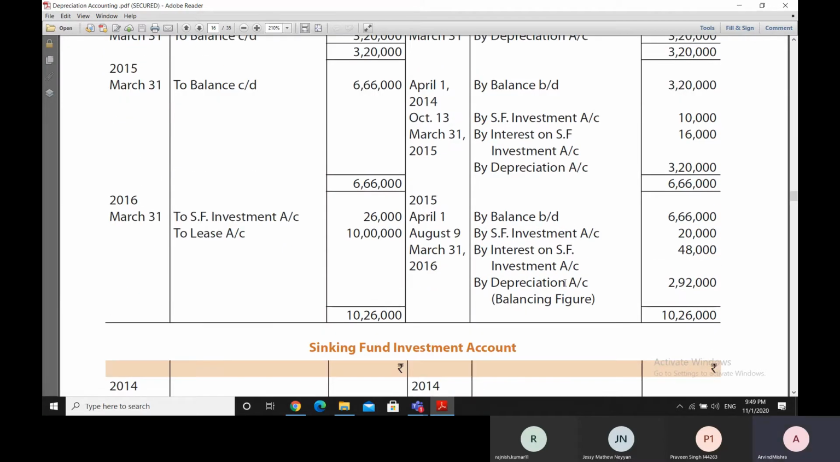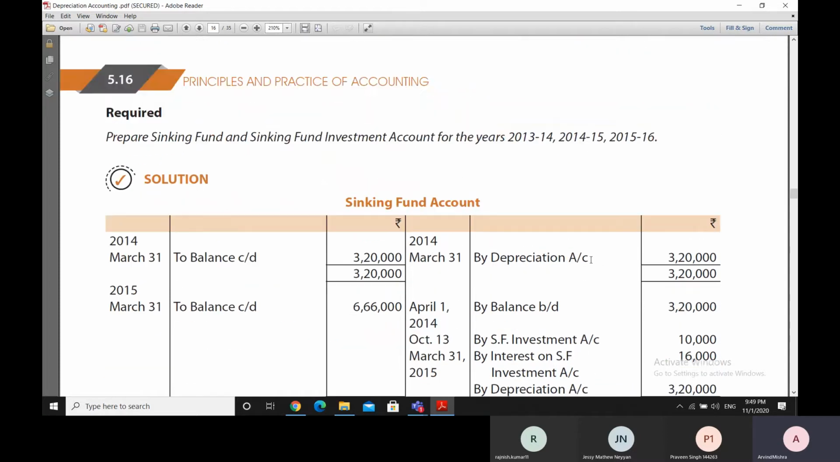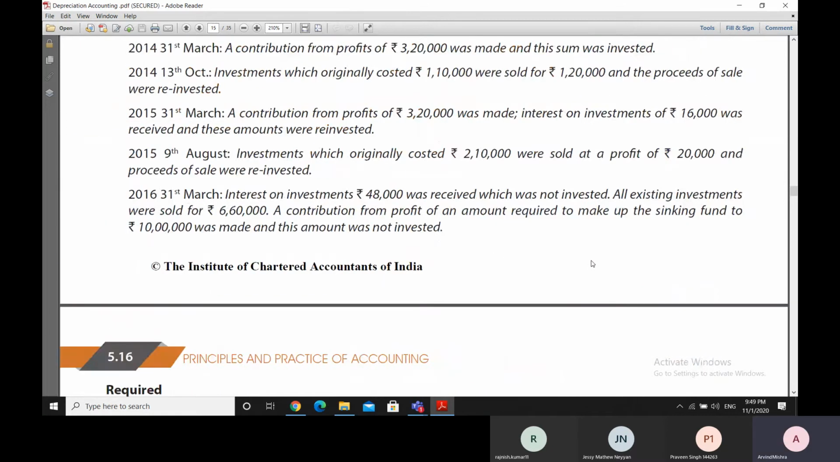So the last year depreciation amount is not 3,20,000 rupees, because whatever is needed, we'll be taking that much only. So therefore, instead of taking 3,20,000 rupees, we just take a balancing figure, that is whatever amount is required to make our sinking fund total come to 10 lakh rupees. The contribution from profit of an amount which is just required to make up the sinking fund to 10 lakh, that amount is utilized here.